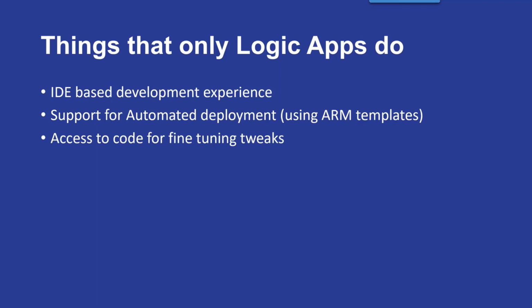If you need to access the code for fine-tuning, that's something that only Logic Apps can do. Basically, what Logic Apps is behind the scenes is a set of JSON commands and a kind of an array of commands that are executed based on a certain dependency. So action 2 runs after action 1, action 3 runs after action 2, etc.